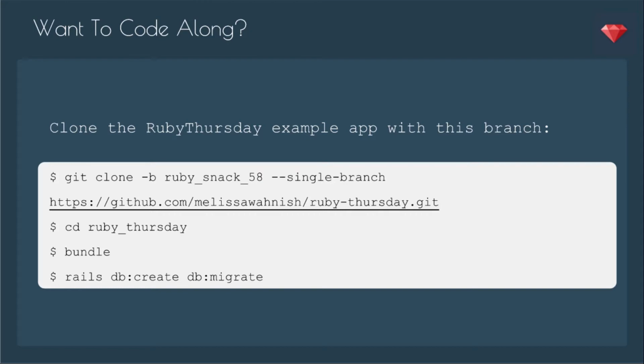You would git clone -b Ruby snack number 58, single branch, and there's the repository. You would cd into Ruby Thursday, bundle, and then rails db:create, db:migrate.